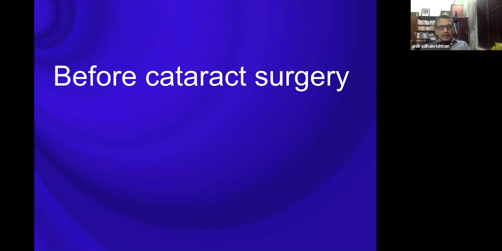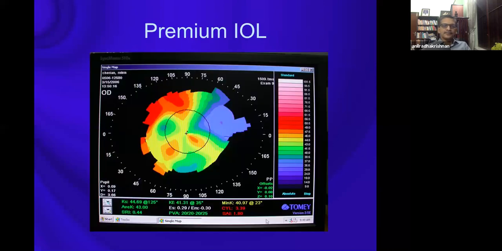Okay, so that was about the normal topography and the most common normal variant that you see. Then you come to the application of topography before cataract surgery. This is one of the common indications nowadays. If you have a patient who's looking at a premium IOL and the patient has a topography pattern like this, will you consider a multifocal lens?